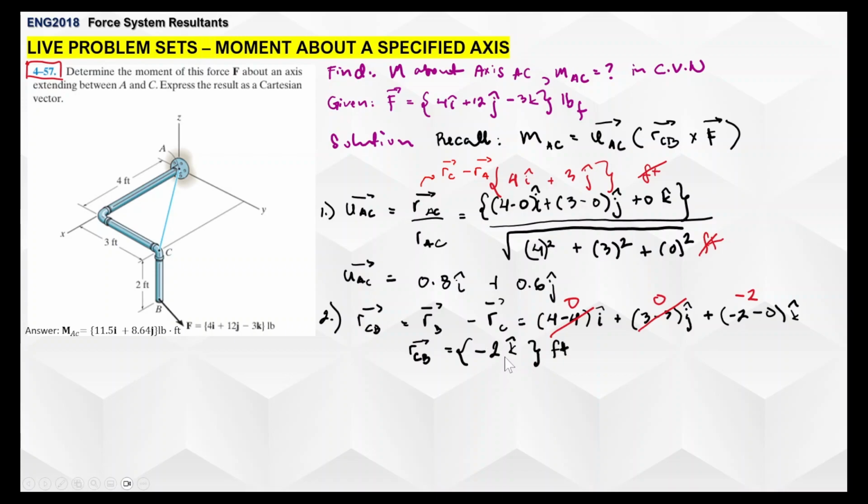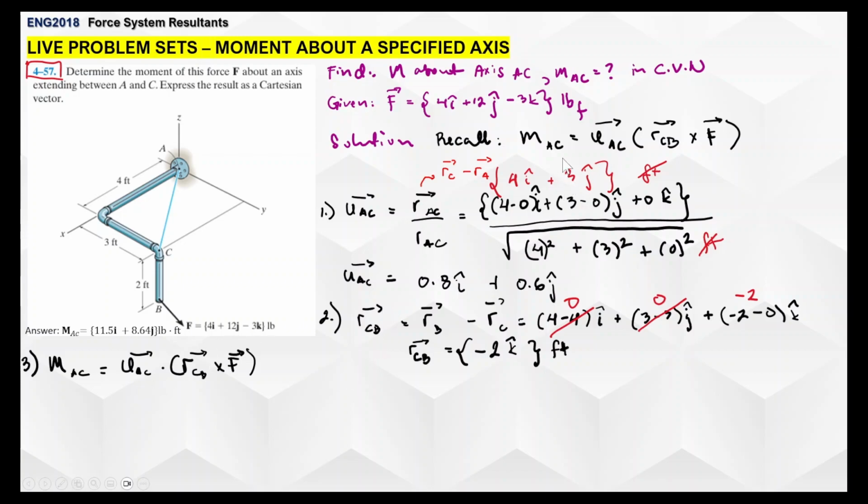There we go. Okay, we already have unit vector UAC. We also have the position vector RCV. All we have to do now is just substitute our known values to this particular formula to get the magnitude of the moment of force. And the good thing, the force vector is already given. All we have to do is just lay it out just like a determinant.